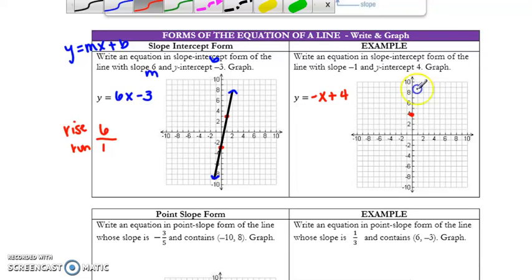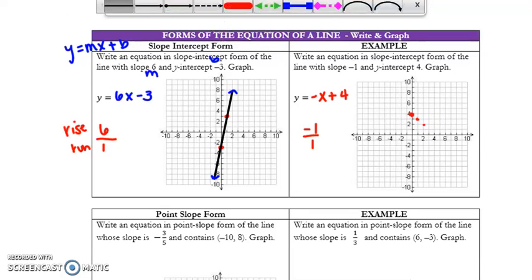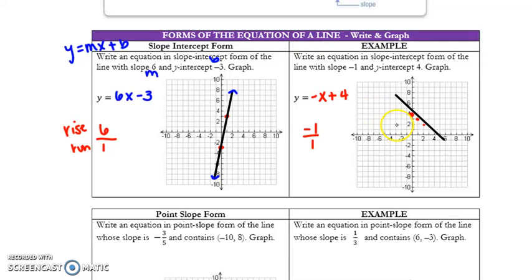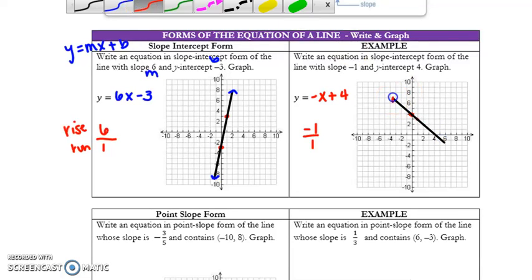Starting at 4 for the y-intercept, going down 1, right 1. If it's -1 over 1 for the slope, down 1, right 1, down 1, right 1. And then drawing your line through those points. And then arrows on each end. So double check that you had that graphed.